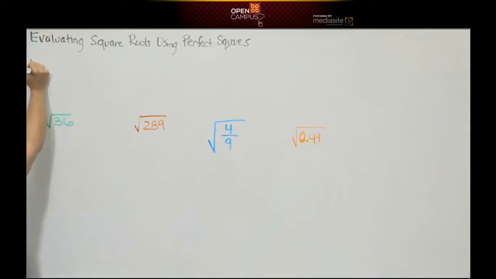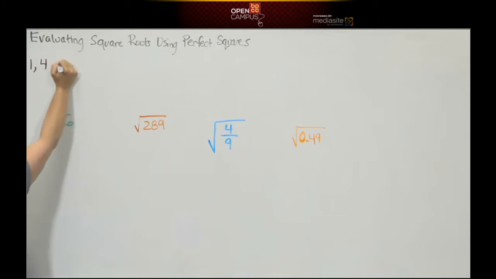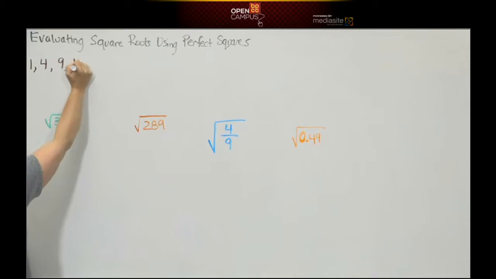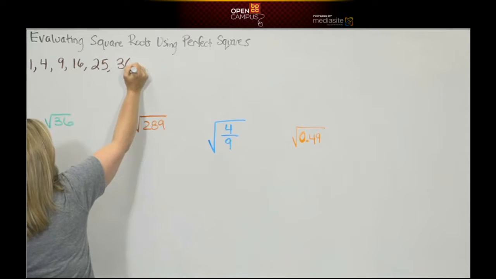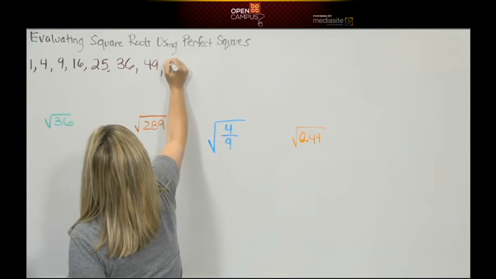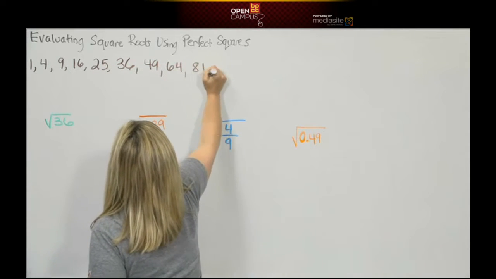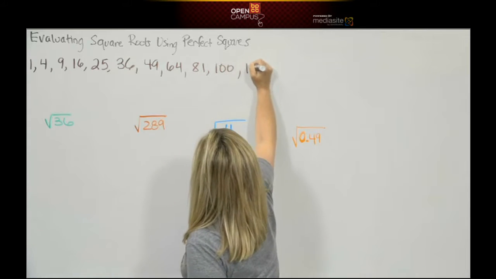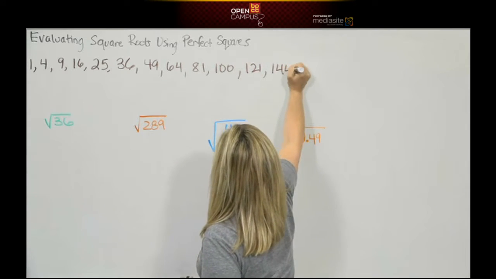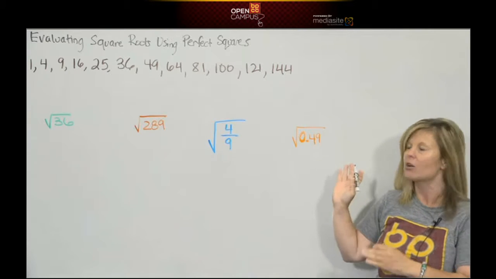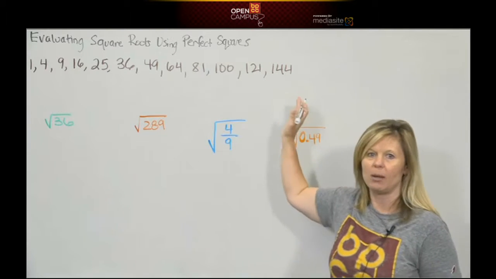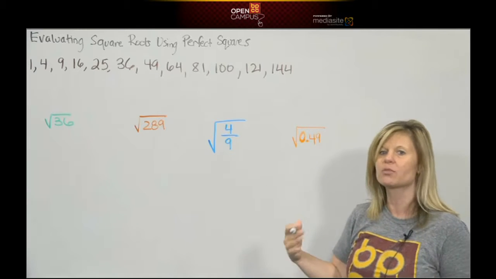1 times 1 is 1, 2 times 2 is 4, 3 times 3 is 9, 4 times 4 is 16, 25, 36, 49, 64, 81, 100, 121, 144. And I would expect all of you to know the first 12 perfect squares because that comes off your 3rd grade times tables. So now here comes the fun.